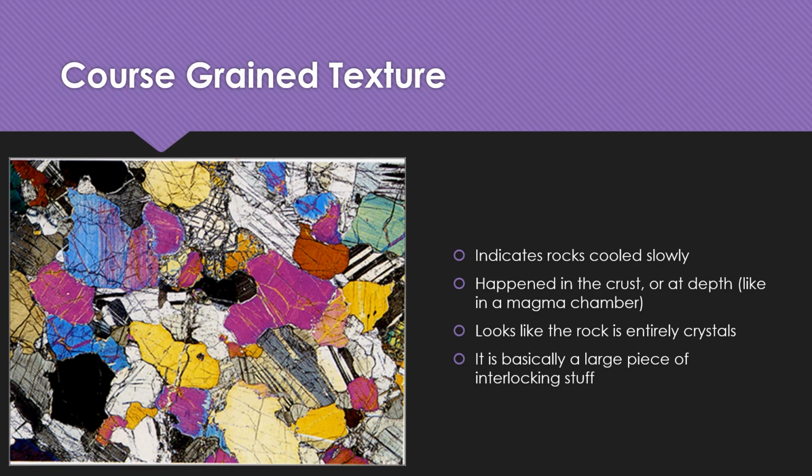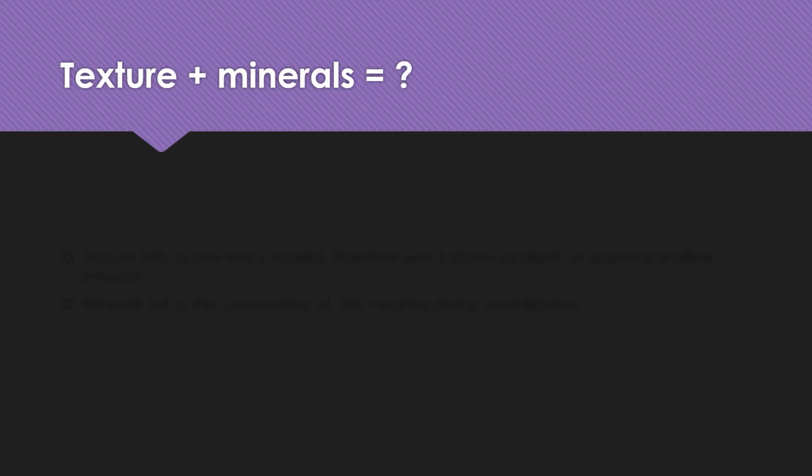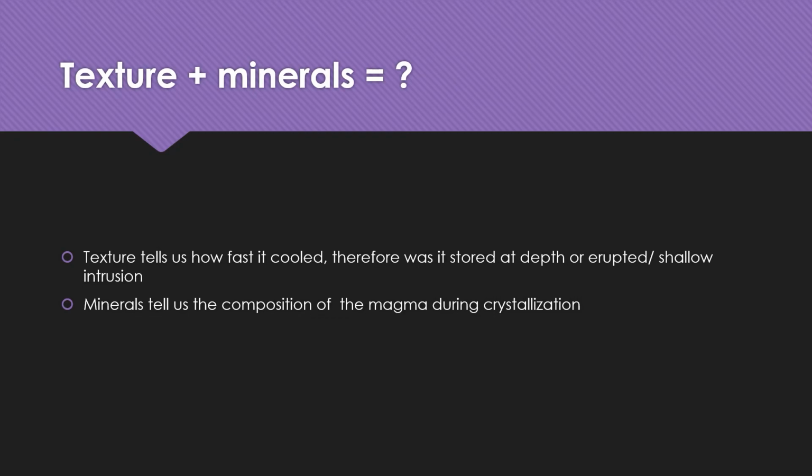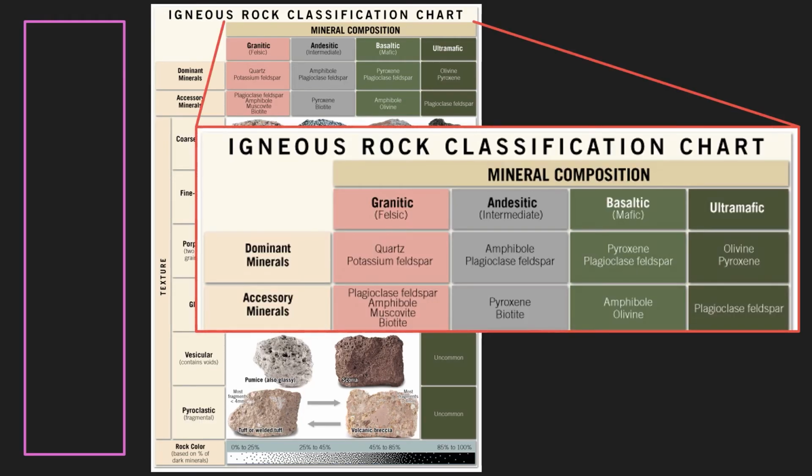Pretty, right? Texture plus minerals is what? So texture tells us how fast it cooled. You can figure out if it was stored or erupted. Minerals tell us the composition of the magma during crystallization. For now, we're going to look at this classification chart because that's what all these textures were for.